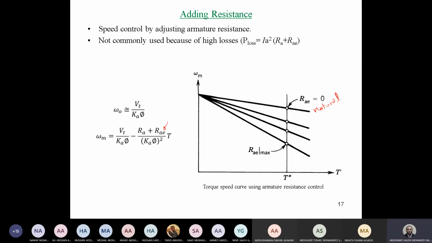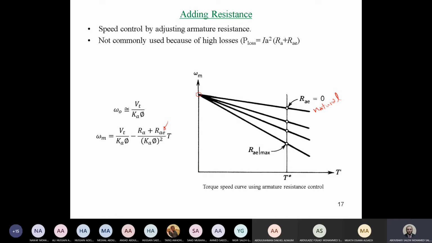If we added resistance, what will happen? According to the no load speed, as you can see, it's independent of the resistance. So whatever the added resistance, the no load speed will be constant. However, for the speed at any other point where there is a value for torque, you will find that the R rheostat is effective and the speed will be changed.